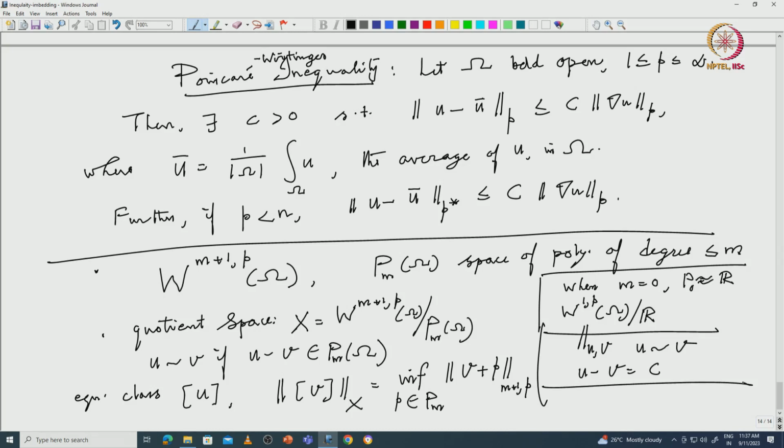If you look at it here, the norm of v in the space X is nothing but the infimum of the norm of v plus c, for all c in R. So you are choosing the least norm among all by adding a constant, whichever constant gives you the best.